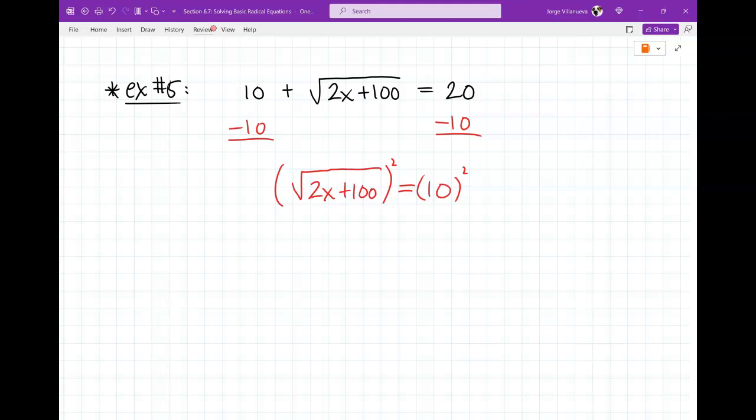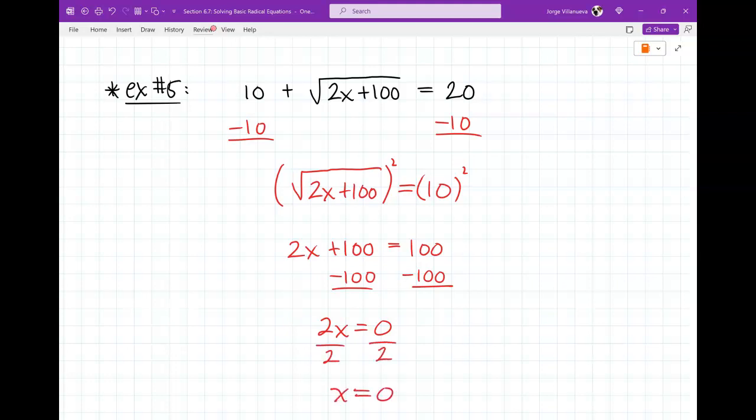So what do I get here? 2x plus 100 equals, what's 10 squared? 100. Okay, I'll subtract 100 from both sides. So I get 2x equals 0. And if I divide both sides by 2, x is equal to 0. All right, so there's my answer. I just got to check to make sure it works.